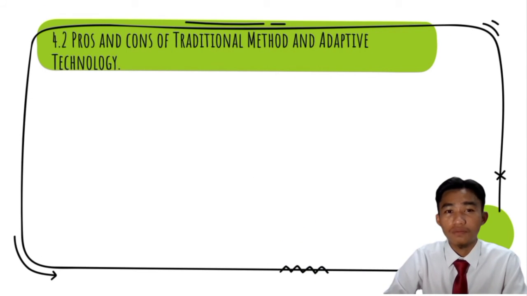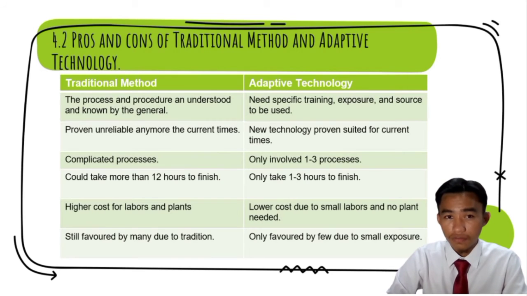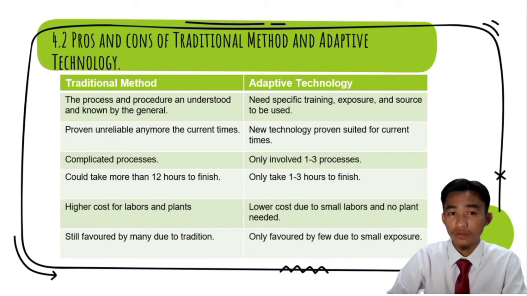Lastly, we move to the pros and cons of the traditional method or non-adaptive technology and adaptive technology. So, for the traditional method or non-adaptive technology, the process and procedure are understood and known by the general public. For adaptive technology, it needs specific training, exposure, and resources to be used. The traditional method is proven unreliable anymore for the current times, and the new technology is proven suited for current times.